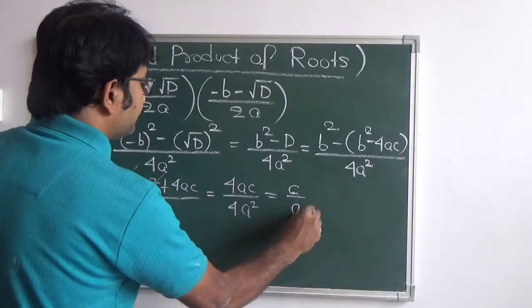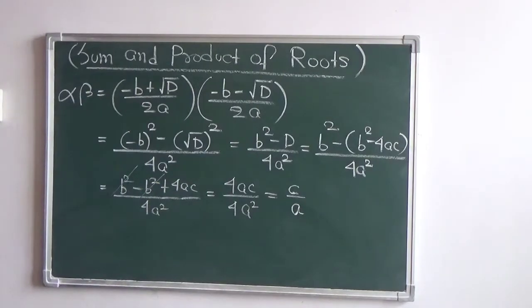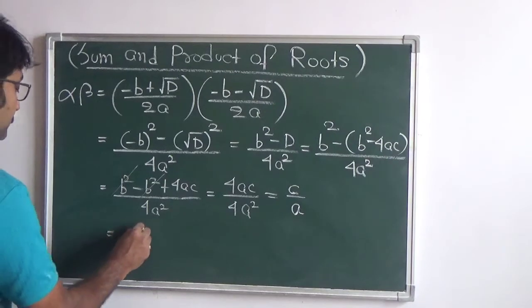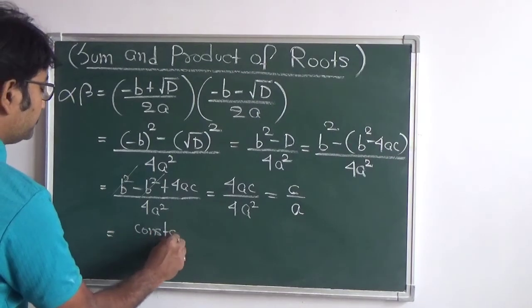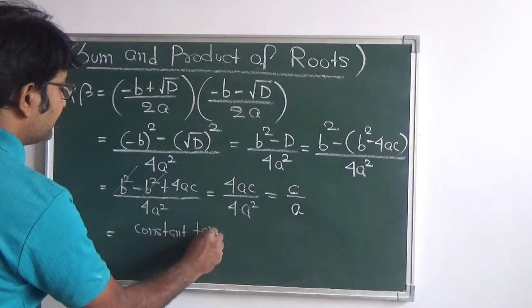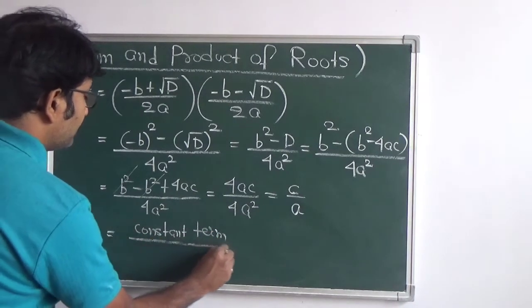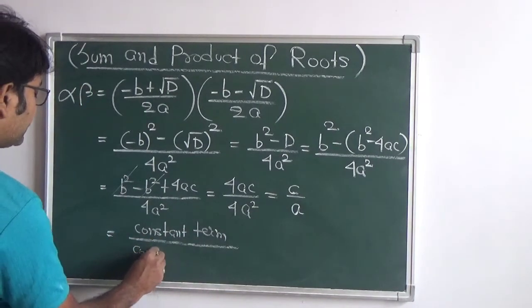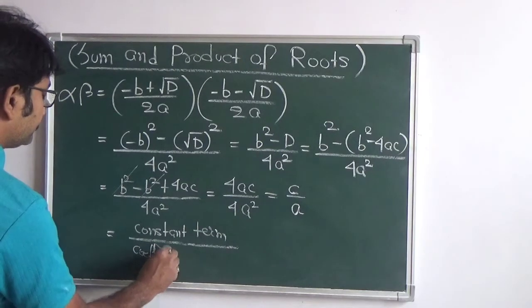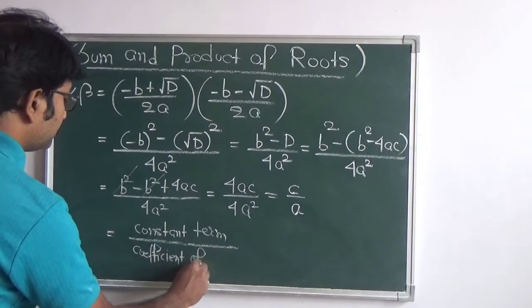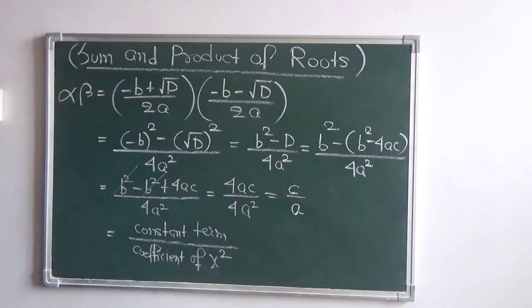So the product of the roots is coming to c by a, that is equal to the constant term divided by the coefficient of x square. C is the constant term and a is the coefficient of x square. So sum of the roots is minus b by a and product of the roots is c by a.